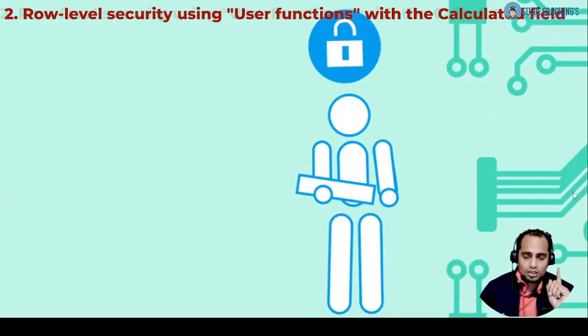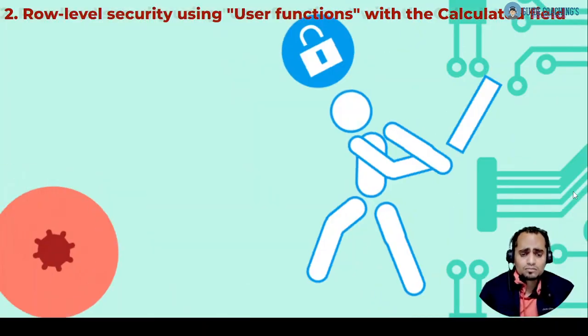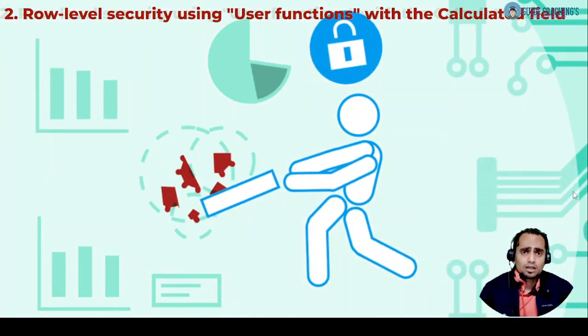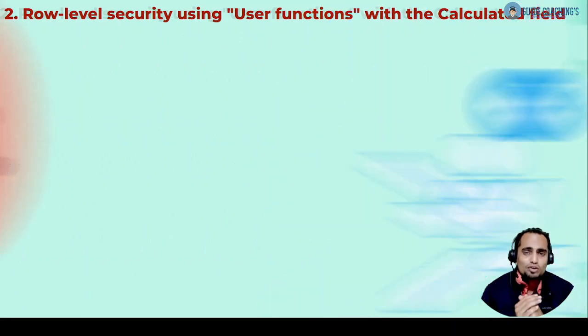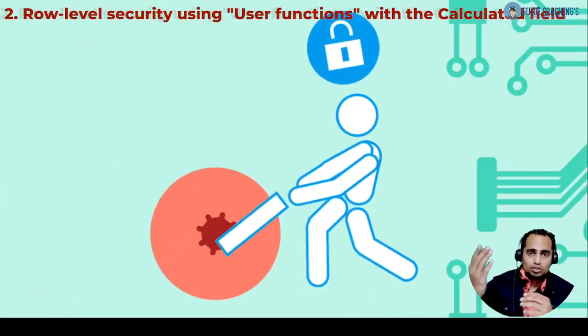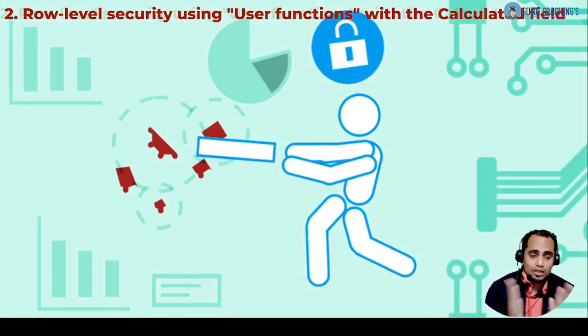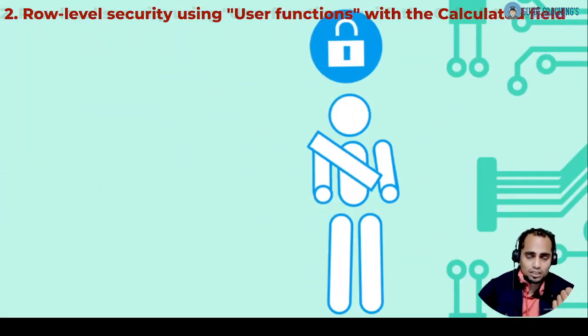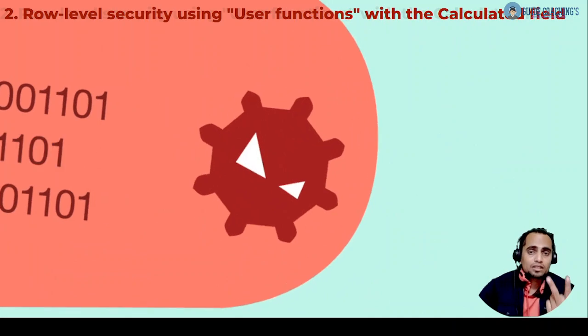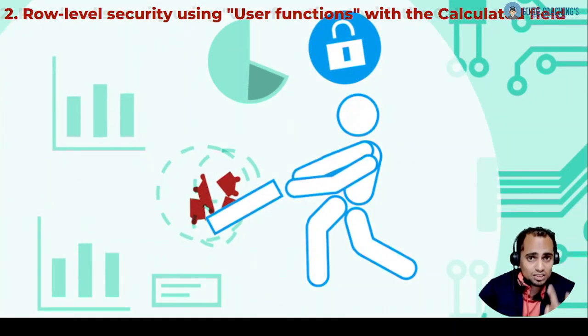But now imagine that you have a huge number of employees, or a list of employees to whom you want to give access. So you will not be creating it on the basis of individual users. There are again two ways to create it. The first one we have seen, that is user filter. Now the second one is user function. Now how is user function good?